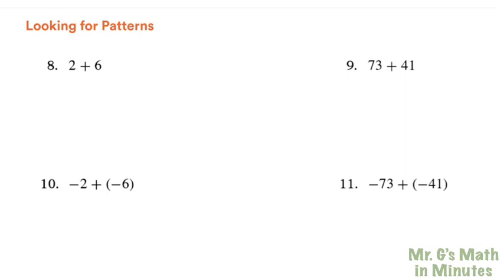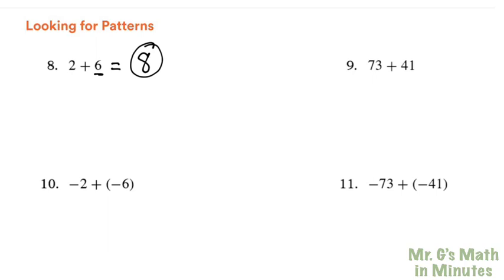So we're going to go ahead and use those rules to solve these problems. Now, number 8 is a problem that we've been doing since kindergarten. These are 2 positive numbers. They're the same sign, so we're going to add them together. 6 plus 2 is 8. 6 is the bigger number, it's positive, so our answer is 8.